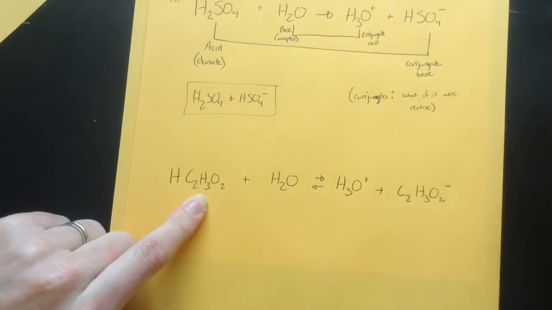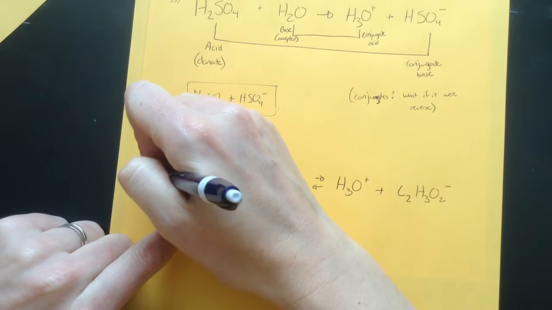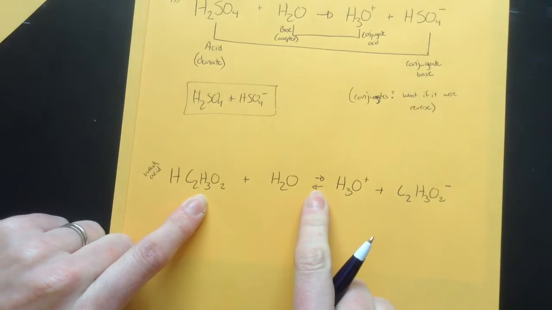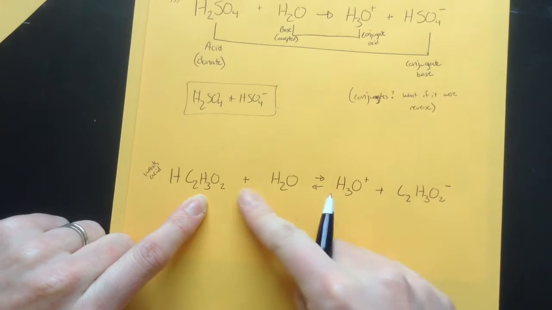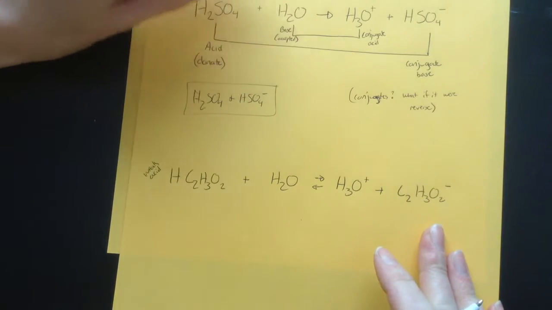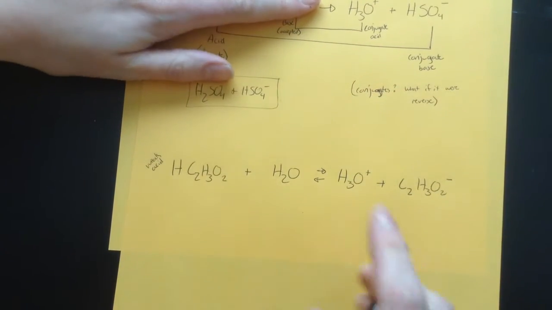HC2H3O2 is a weak acid, and so it doesn't completely dissociate. So what we do is we write that the arrows go both ways. So that's how we know that it's a weak acid. Okay, so let's identify these.